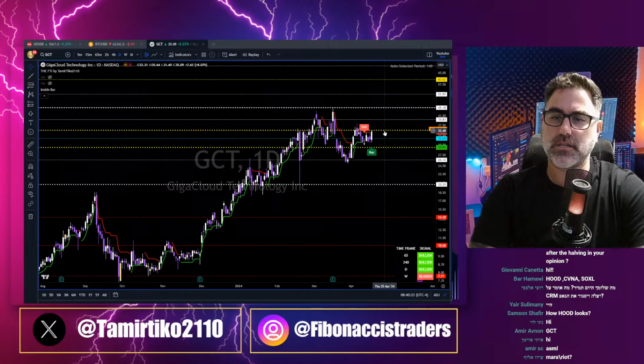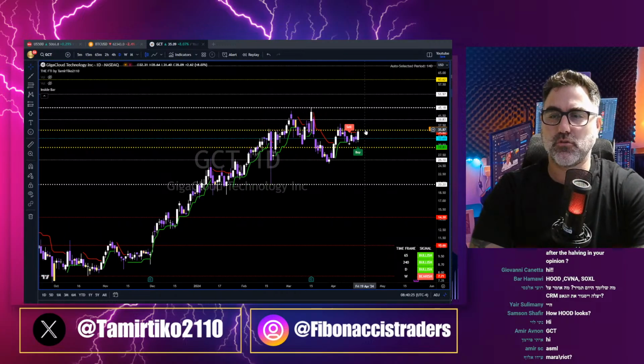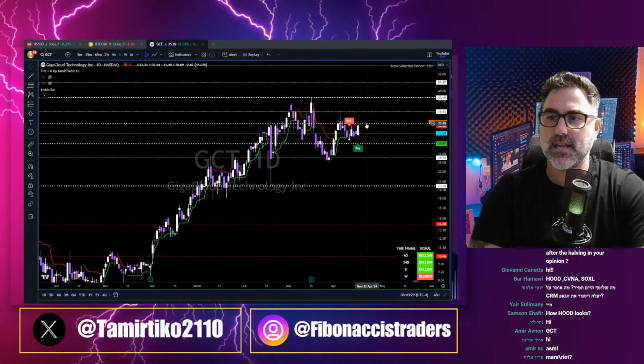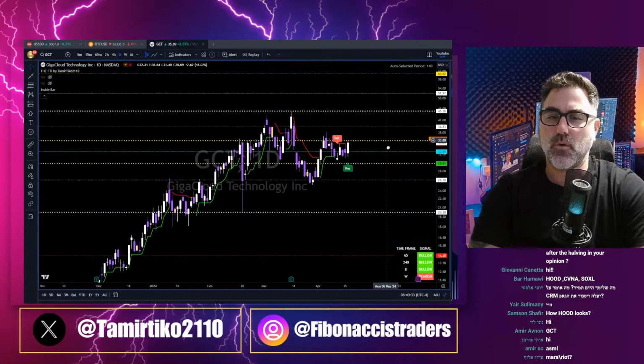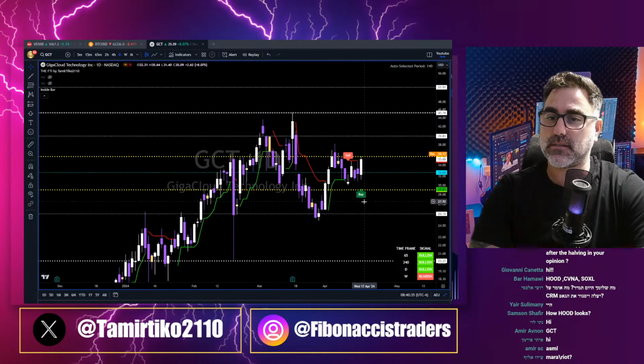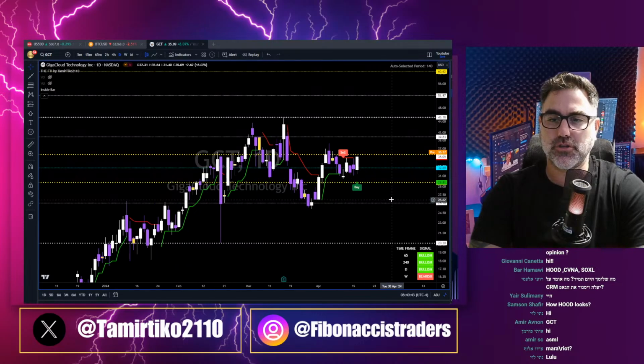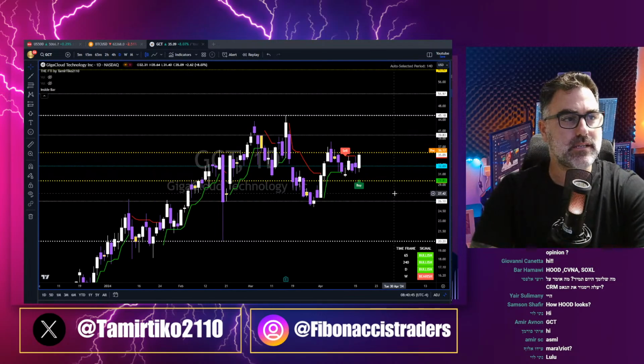Now let's see continuation. If you want to go long, I would wait for a daily close above this yellow zone, above the 36 area. And then you can start taking long when you need to put your risk. You need to put your stop loss somewhere. Your stop loss can be at the 32.68 or just below the yellow zone. You choose. It's your risk management.